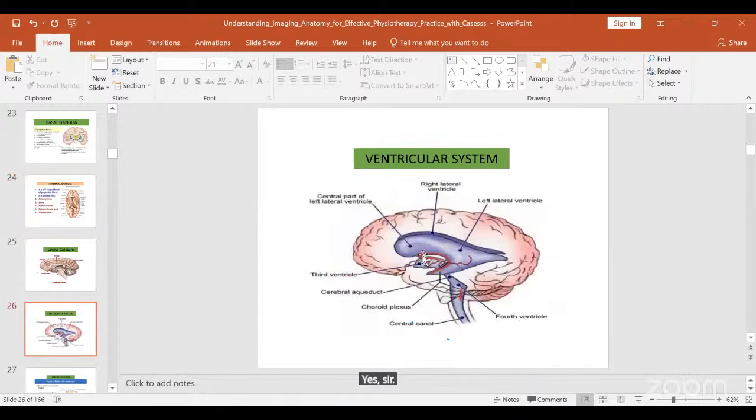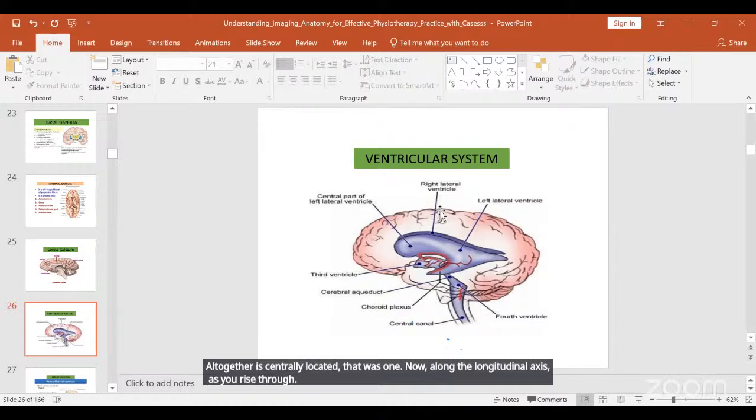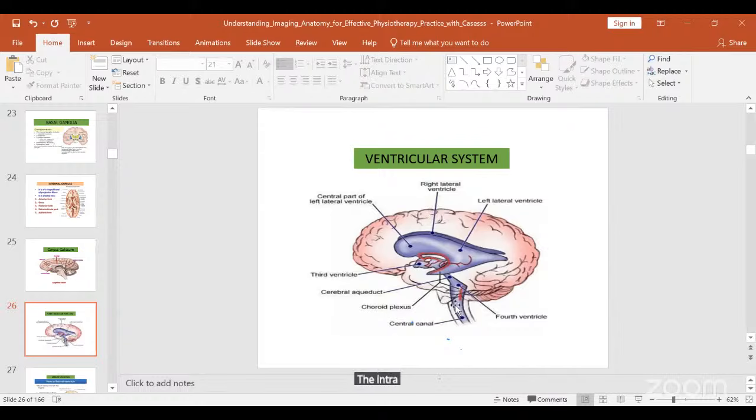And why is the ventricle used as a landmark? Look at it. It occupies the middle, the central part of the cranial canal. Are we together? It's centrally located. That's one. Now, along the longitudinal axis, as you rise through the intracranial cavity, you can see the ventricular structures have different appearances.